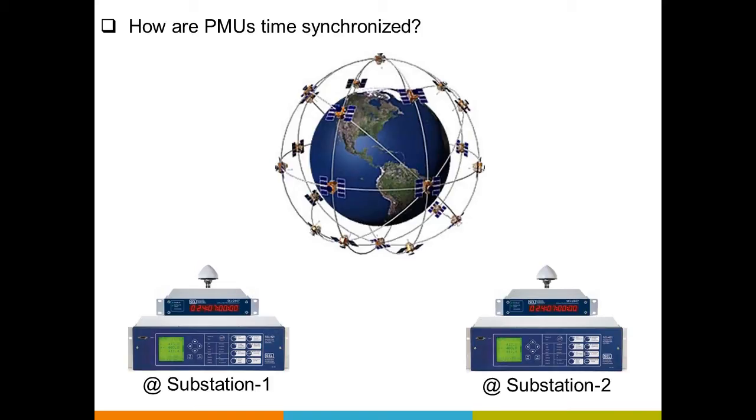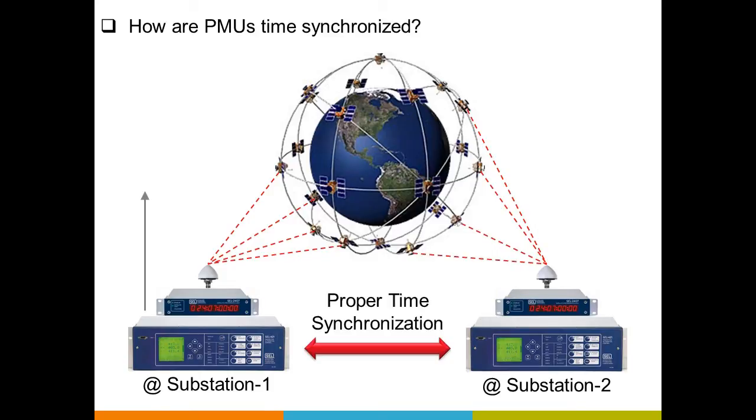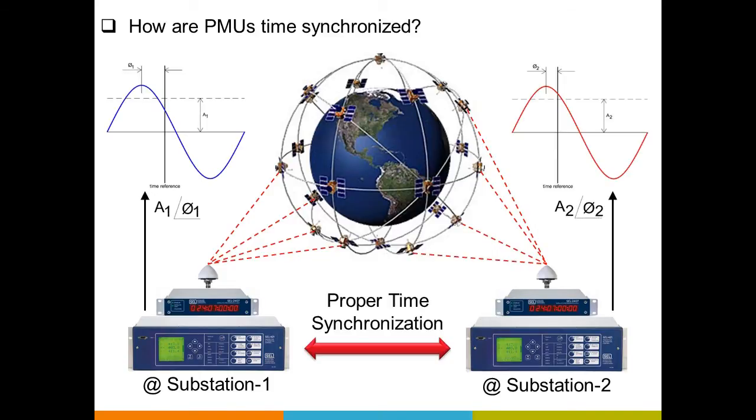Now it is necessary for the GPS antenna to sync or connect with at least 4 out of the 32 functional GPS satellites. So you can see this is how it locks with 4 satellites, and that is the result of a proper time synchronization. Once they are properly time synchronized, you can see that substation 1 will estimate the magnitude and the phasor from the waveform as A1 at an angle phi 1. And like I mentioned before, phi 1 is basically the angular difference between the peak of that waveform and the reference time.